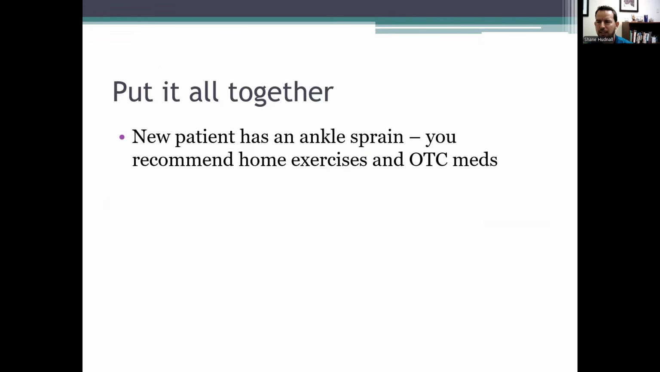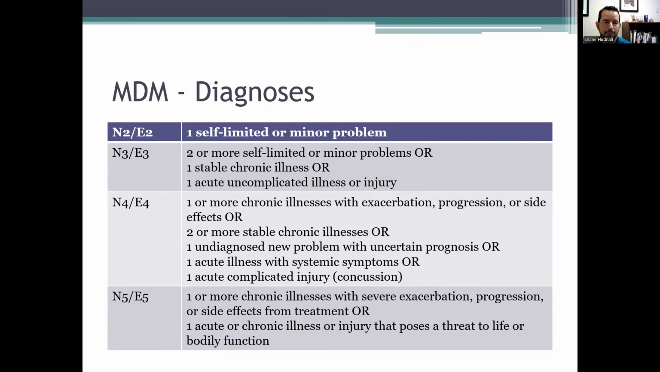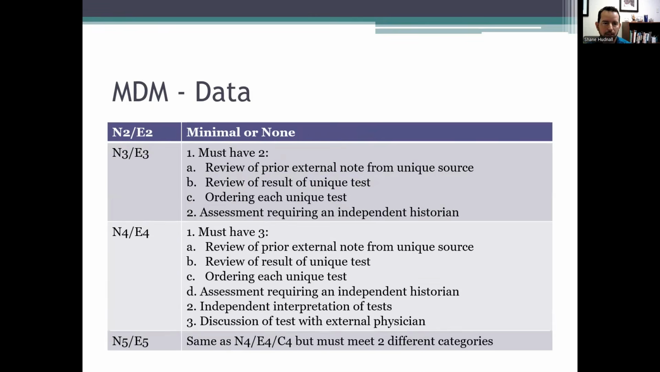Well, let's put it all together with an example, kind of a simple example. A new patient that has an ankle sprain. So you recommend home exercises and over-the-counter medications. By Ottawa ankle rules, they didn't need X-rays or any further testing. So if we look at the diagnoses, we would categorize this as an acute, uncomplicated injury. When we go to data, we didn't order anything, so we're going to go with a level 2, minimal or no data.